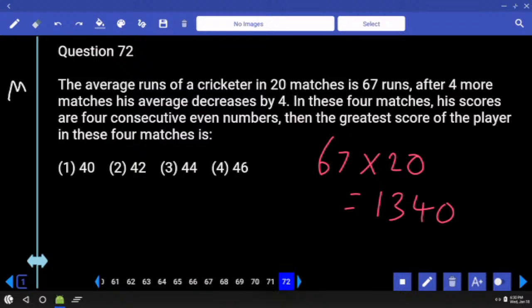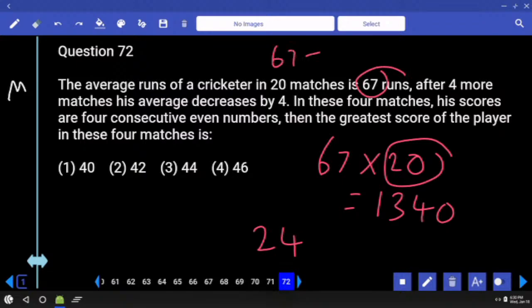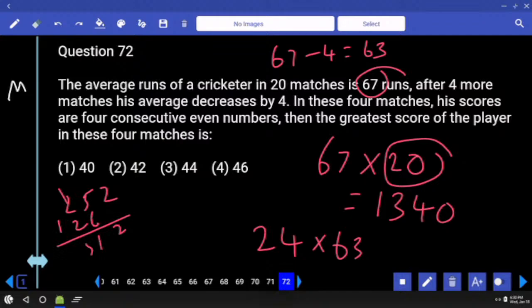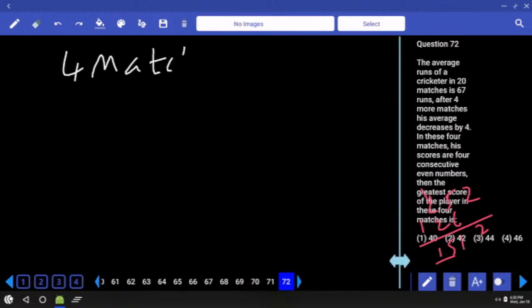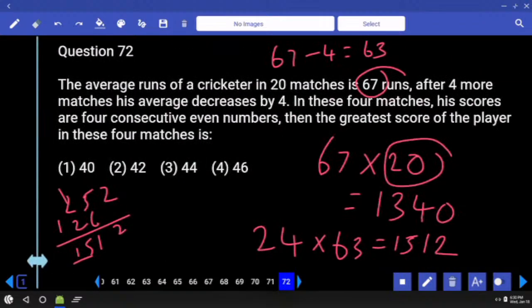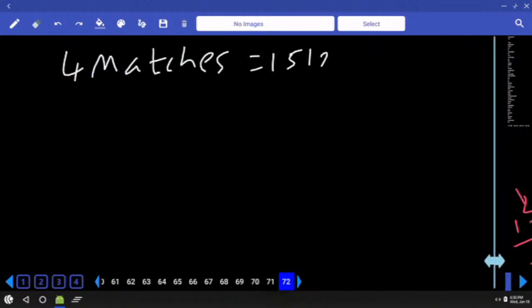Then the greatest score of the player in these 4 matches is? Now how many matches are done? 24. His average decreases by what? 4. So 67 minus 4, how much? 63. Do 24 into 63, how much does it come to? 252, 126, 1512. Yes or no? So what is the difference in the next 4 matches? 1512 minus 1340. Yes or no? This comes down to what?